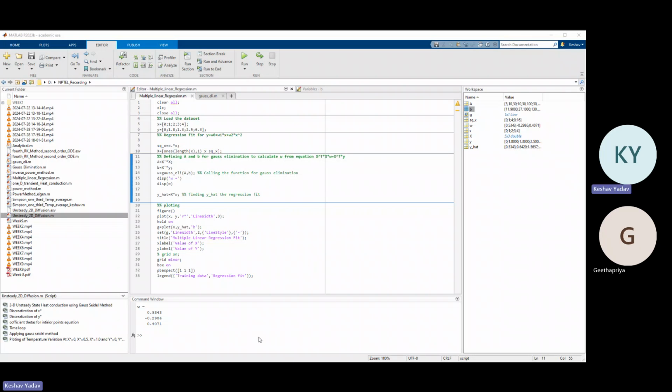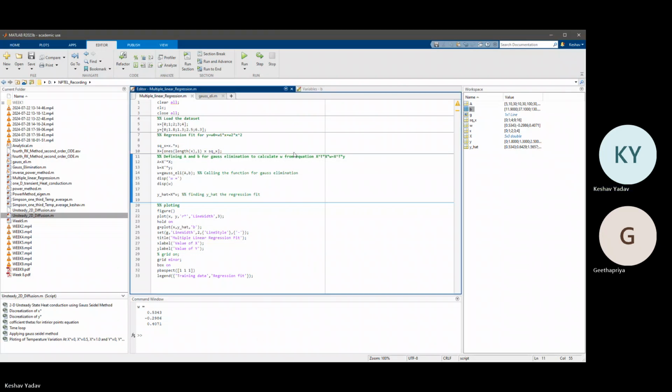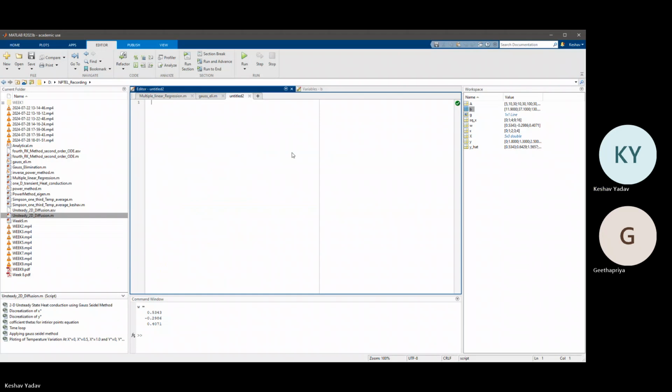Okay, so now I am going to start here. First thing, we'll define the data. So before doing anything, first we will define the data. First I will clear everything that is available. Clear all.